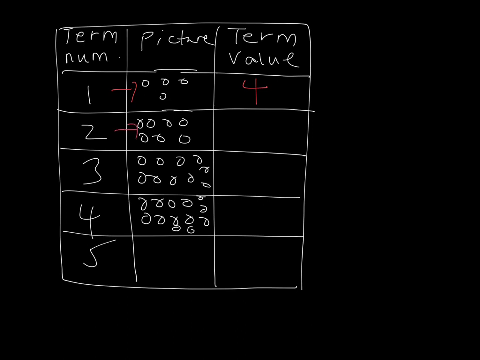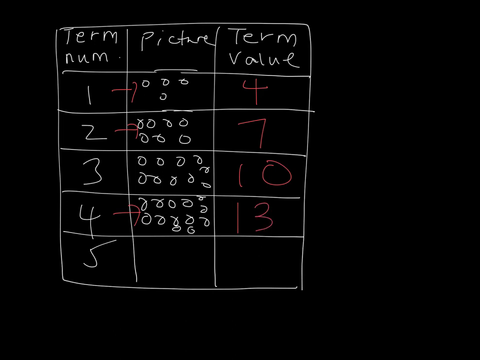For the second term number, there are 7 circles, which means the term value is 7. For the third term number, there are 10 circles, which means the term value is 10. And for the fourth term number, there are 13 circles, which means the term value is 13.